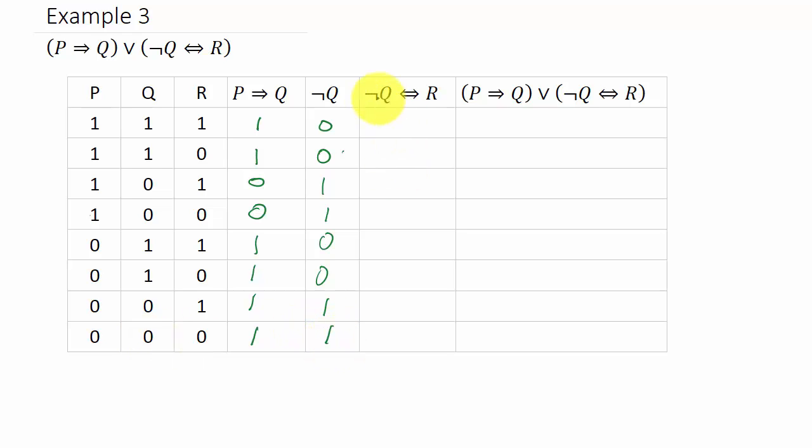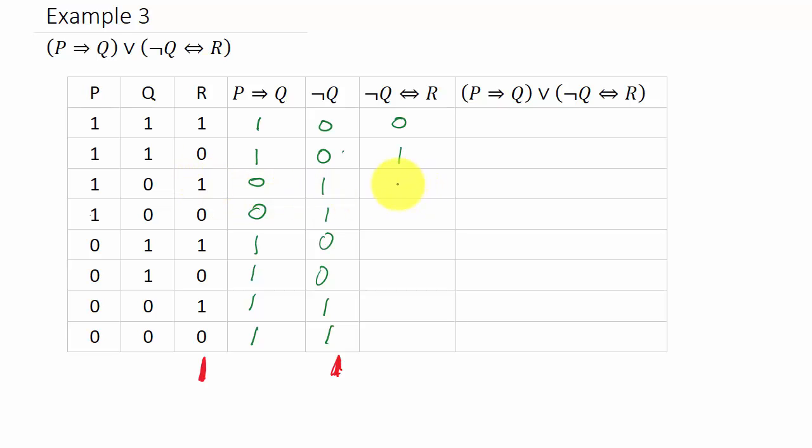Alright, now we can do this not Q is equivalent to R. Okay, so for that, I've got to look at this column and this column. Now remember, equivalent, that means in order for it to be true, they have to have the same truth value. Okay, the same truth value. So let's look at it. True, false. They're opposite, so that's false. False, false, so that's true. They have the same truth value.